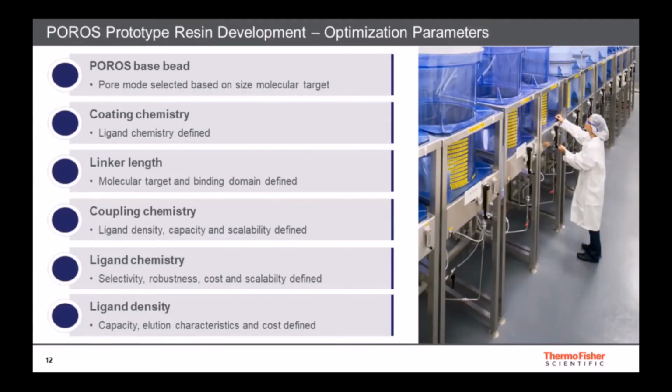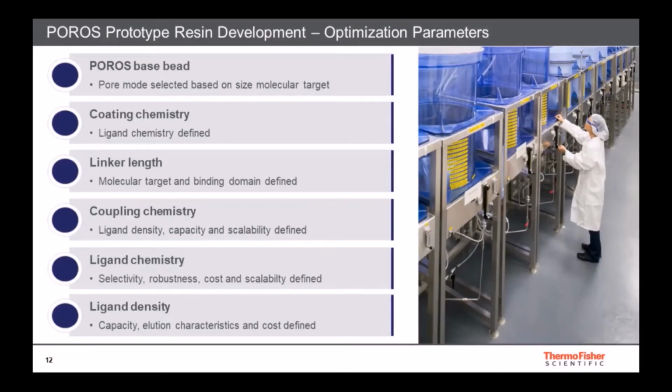And we have a few different coating chemistries that we use to generate those. Linker length: we can actually play with the length of the linker arm, which the chemistry is at the end of. So depending on, again, the molecule you're trying to purify, something very small might need a very short linker length, something large might need a very long linker length. We can vary those things and really find the optimal one.